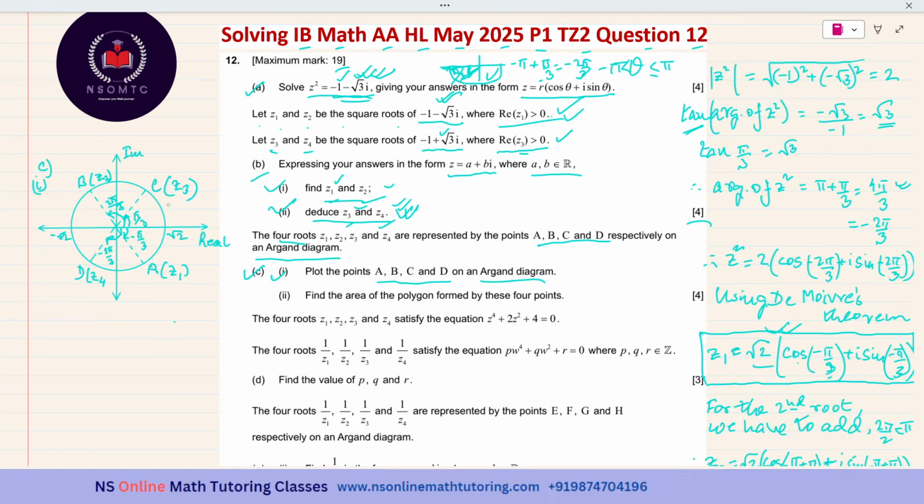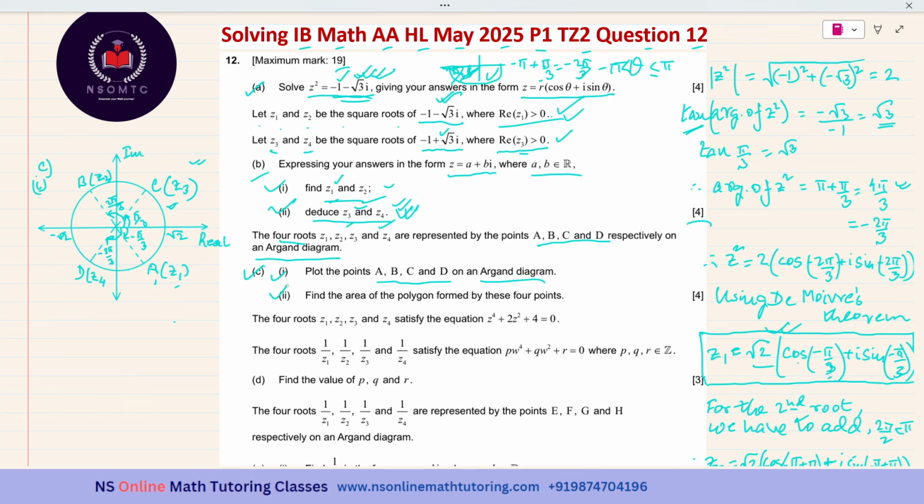Okay, so this is the Argand diagram and I have plotted the 4 points A, B, C, and D. Of course, this circle is not required, but I have drawn the circle of radius root 2 so that I can plot the 4 roots on its circumference. Okay. And I have marked the points and which point is corresponding to which root. I have written the names and I have shown the angles also.